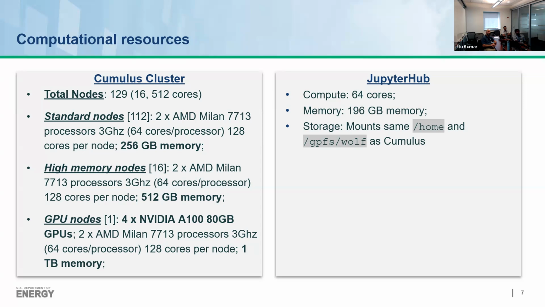On JupyterHub, this is the default configuration that you get if you log in. You get about 64 cores in that instance with about 196 gigabytes of memory. Storage is about exactly the same. You have the same home on both of those systems. You have the same GPFS storage system on both systems. All the files that you have access to are going to be available on both sides.